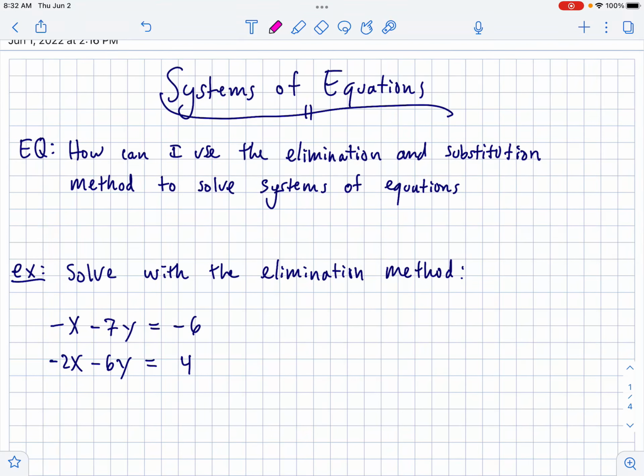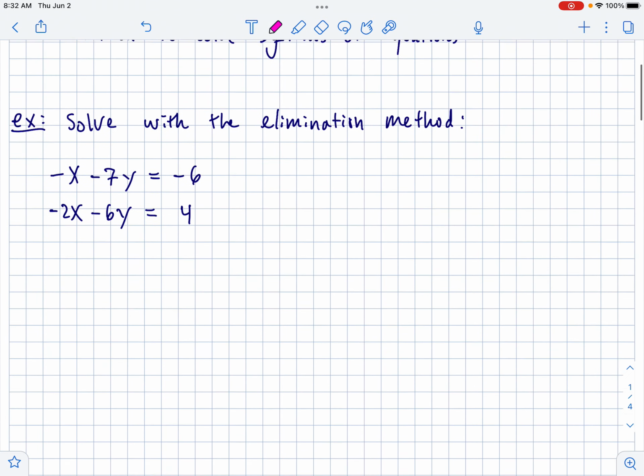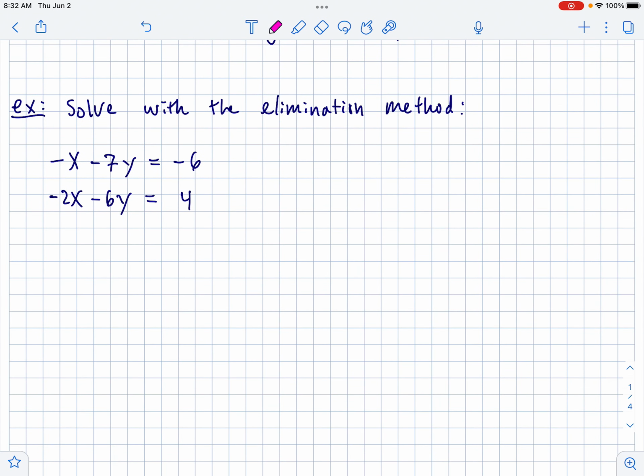All right, AGS1. Today we're going to talk more about systems of equations. The essential question for the day is how can we use the elimination and substitution method to solve systems of equations? So, we're going to do a bunch of examples today about how to use this elimination and substitution method.